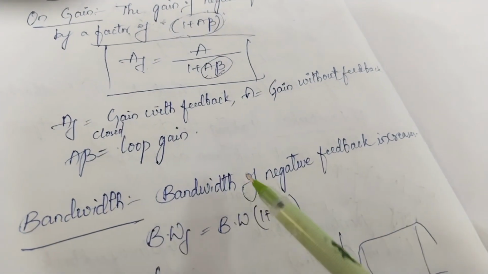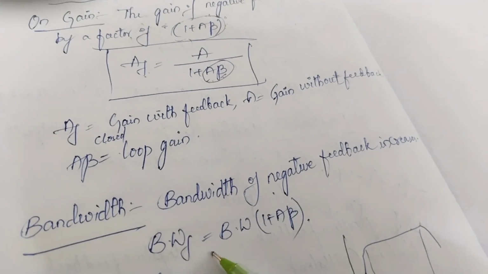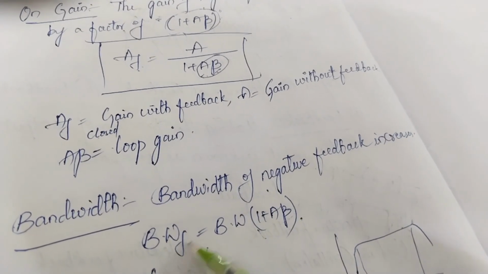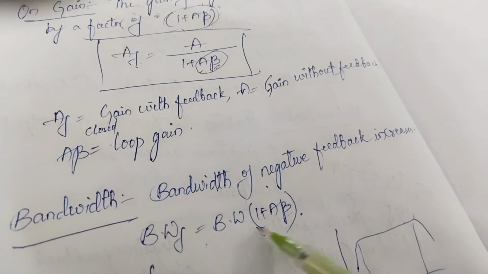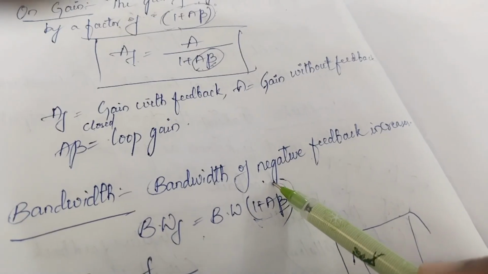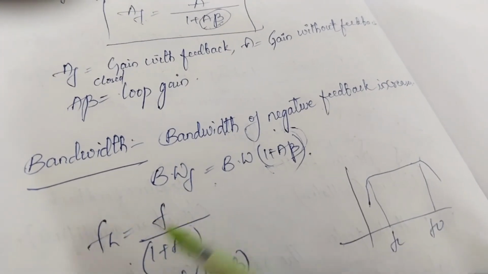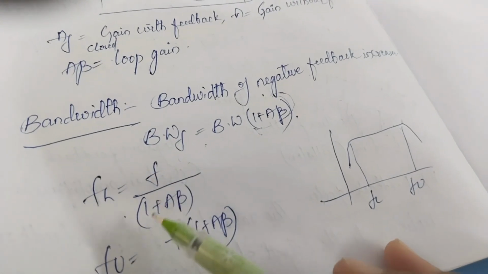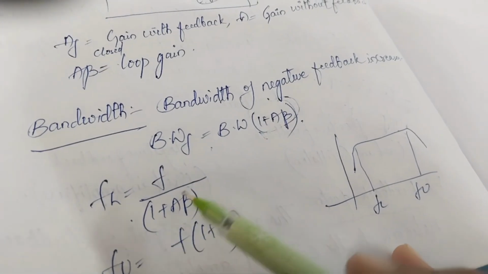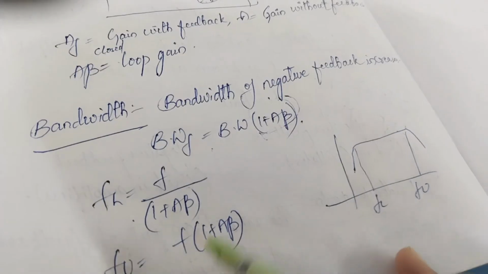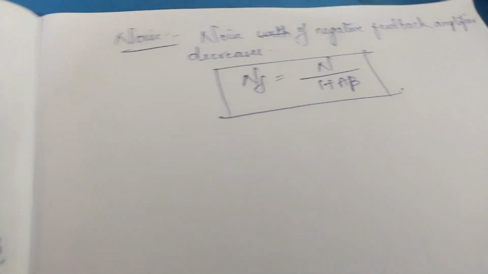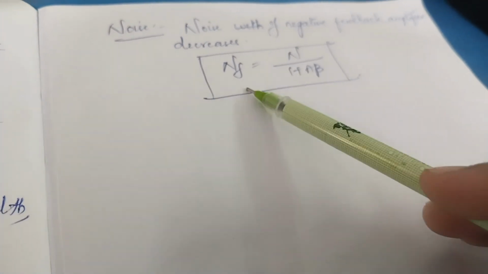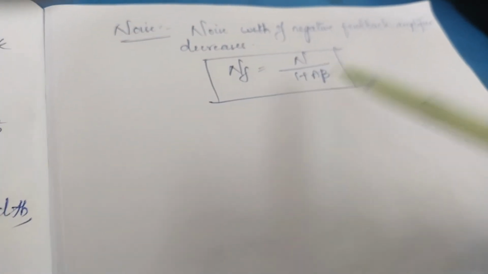Next we have bandwidth. The bandwidth with negative feedback increases. That is, bandwidth with negative feedback is equal to bandwidth into 1 plus A beta. It increases by a factor of 1 plus A beta. Here the lower cutoff frequency decreases and the upper cutoff frequency increases. Whenever it decreases, we write that factor in the denominator, and if it increases, we multiply it with the original frequency. And the last one is noise. The noise with negative feedback decreases by a factor of 1 plus A beta. That is, noise with feedback is equal to N by 1 plus A beta.